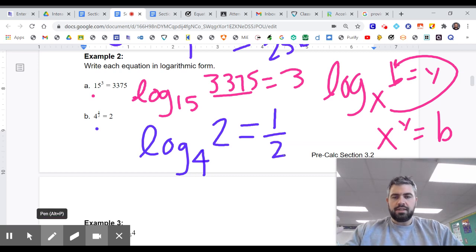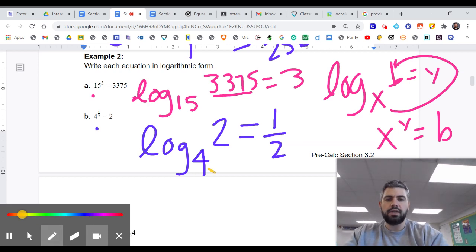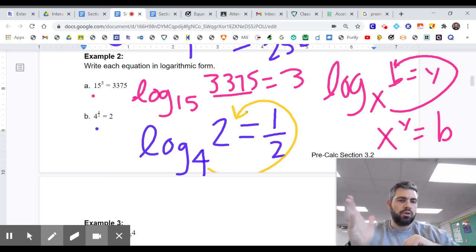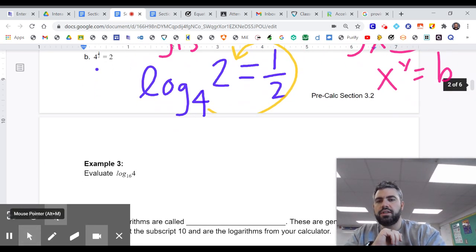What it means is that if I rewrite this in exponential form, I can check it with my loop rule. I'd say 4 to the 1/2 power equals 2, which is what we want there. So we can always check our answers to make sure they're correct. All right, let's look at a third example.